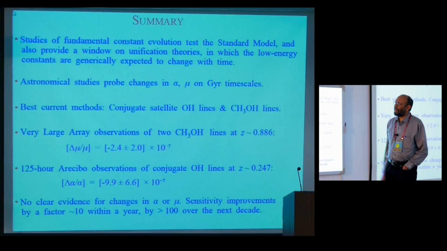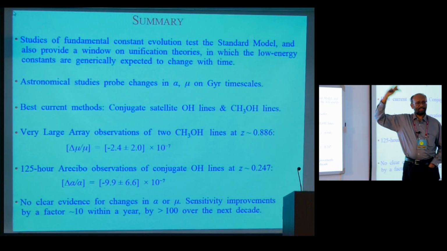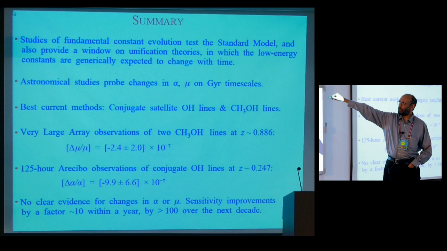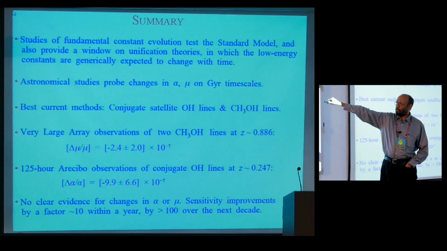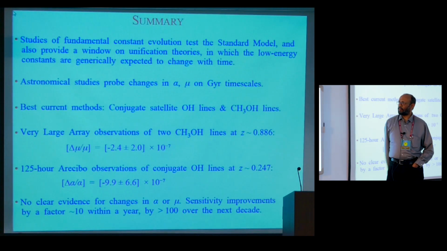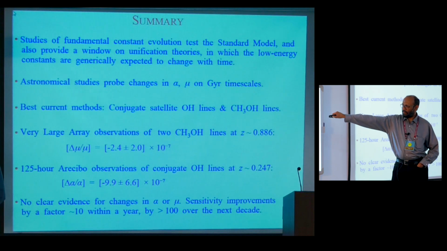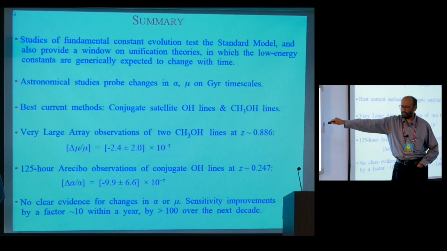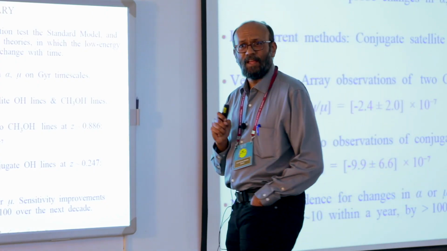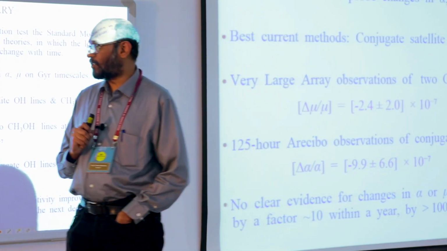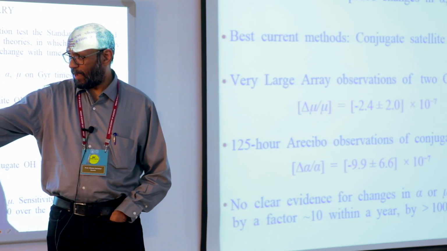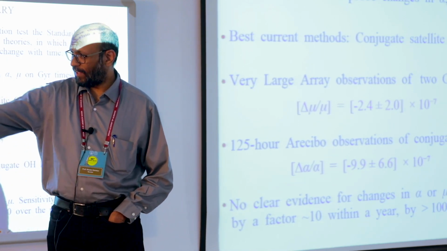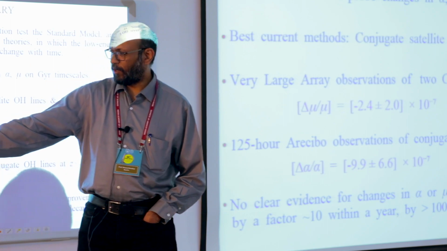So in summary then, I hope I've convinced you the studies of fundamental constant evolution allow you to test the standard model and also provide a window on unification theories. We can probe changes in gigayear timescales with astronomy. And these are the two results. I didn't really talk about this one, but this is the result that I've talked to you a fair bit about. We have today no evidence, no statistically significant evidence for changes in the constants. We're going to improve by a factor of 10 on this result within a year, by about a factor of 100 over the next decade.